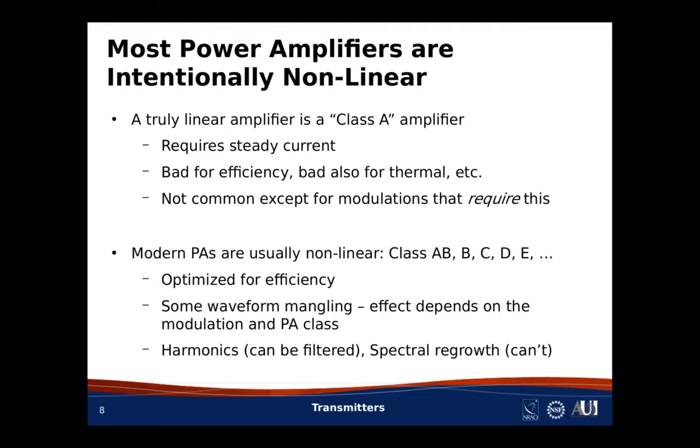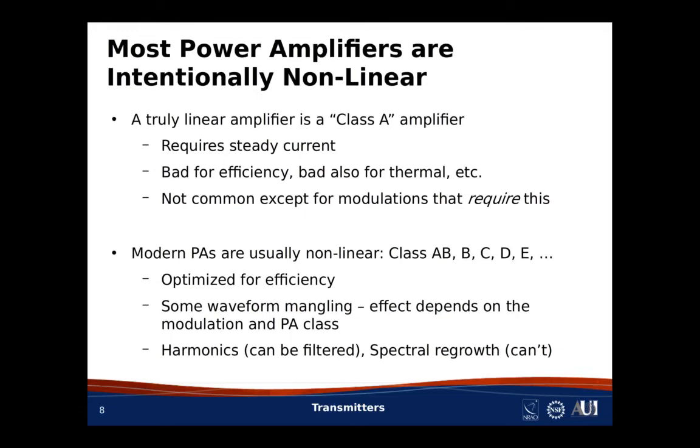Nevertheless, these consequences are significant. Broadly speaking, the two biggest problems are harmonics and spectral regrowth. Harmonics are simply weaker copies of the output signal which appear at integer multiples of the desired frequency. So, for example, a power amplifier designed to operate at 1 GHz will produce some output at 2 GHz and at 3 GHz and so on. These harmonic outputs can usually be suppressed using a filter.